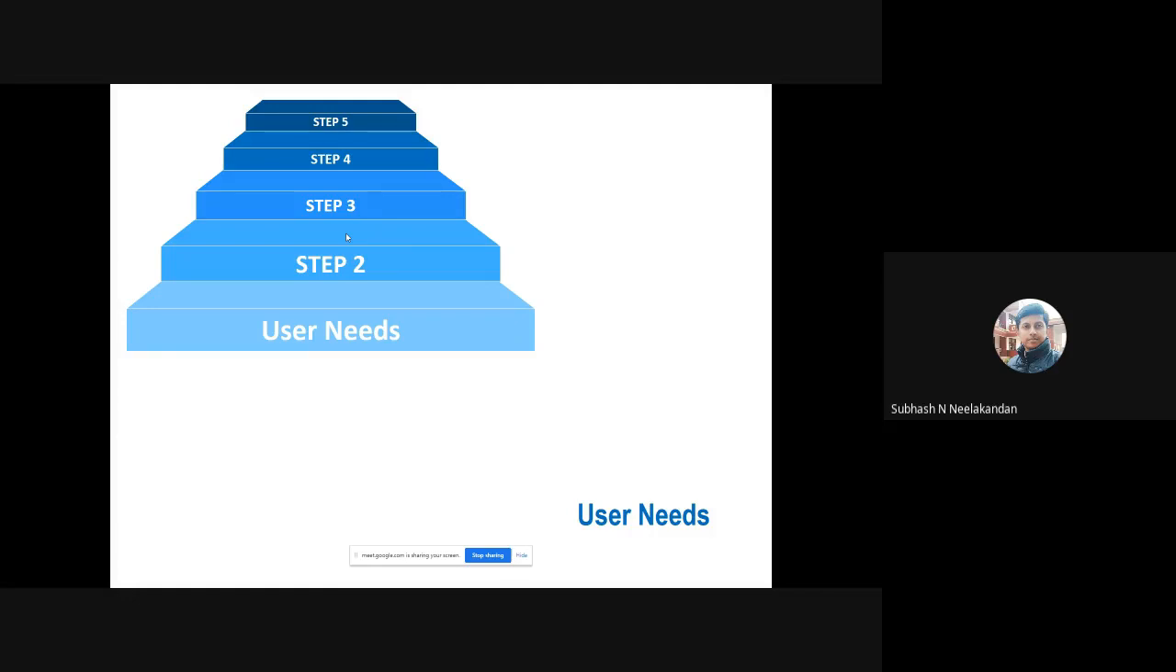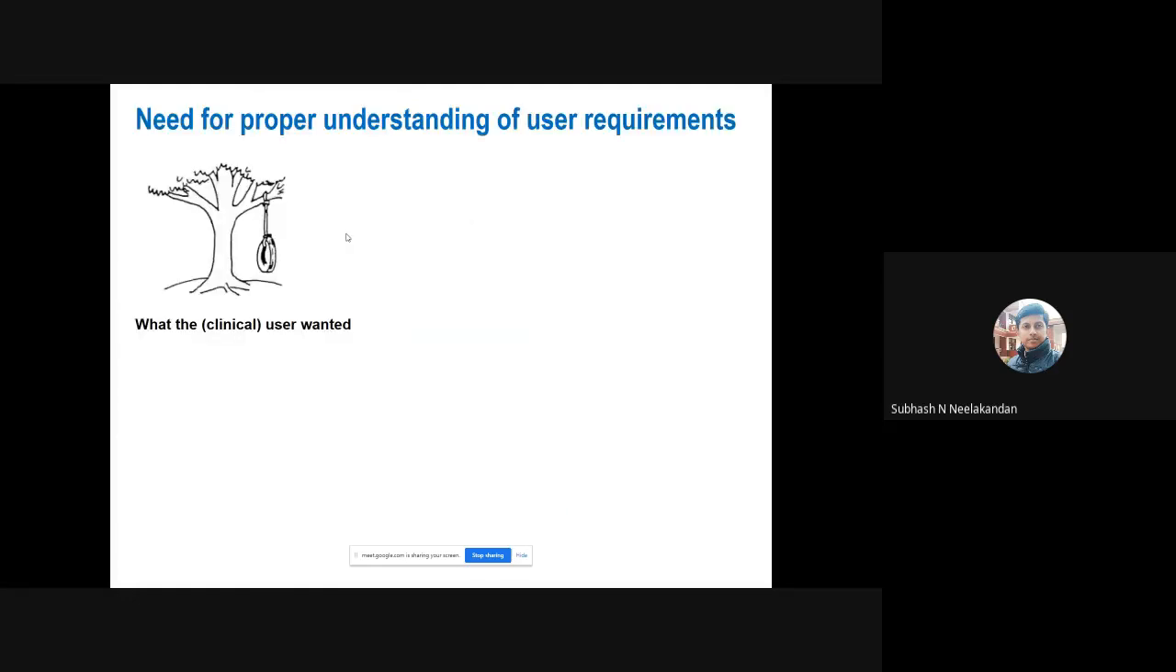So on the technical side, usually the concept can be launched with the help of a cartoon. It will help you to identify the need for a proper understanding of the user requirement. So let us assume a swing as shown here. Probably this is an analogy to compare what the requirement of the user or the clinical requirement is. They actually want some low cost thing or a working thing like this, which is shown in this cartoon.